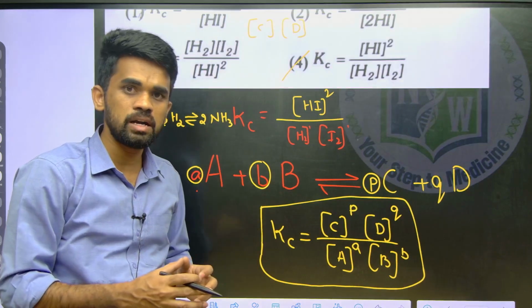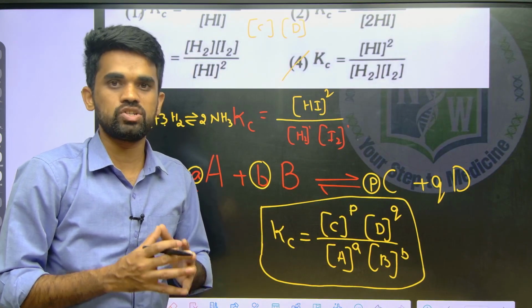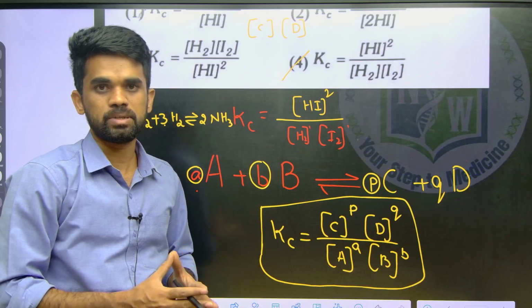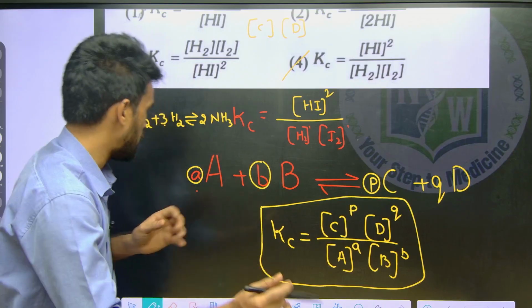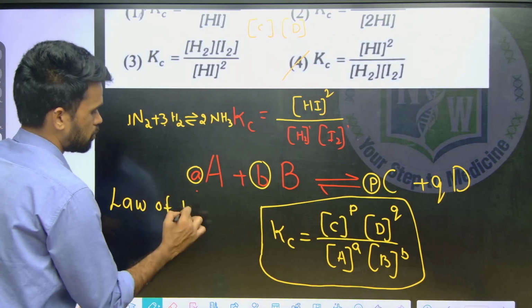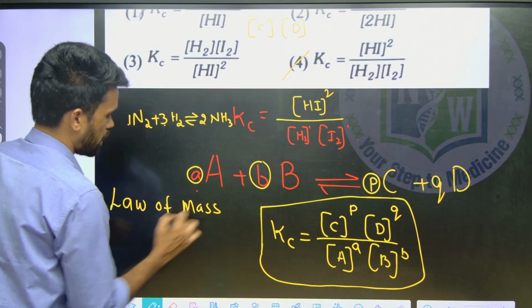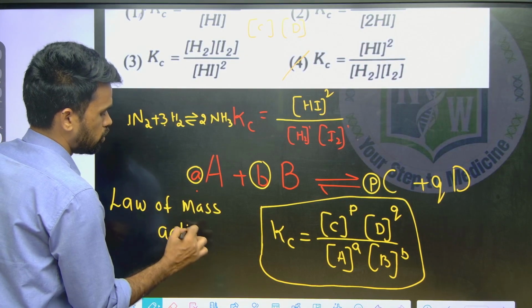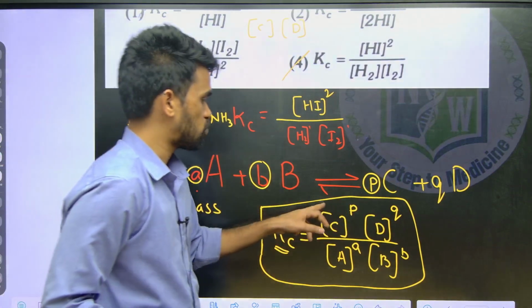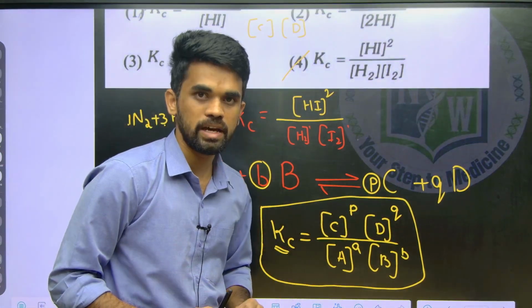So this is called the law of mass action. What is that called? Law of mass action, in the equilibrium chapter. Okay, up to here it is clear. When I use this square bracket, it indicates molarity, I told you right now.